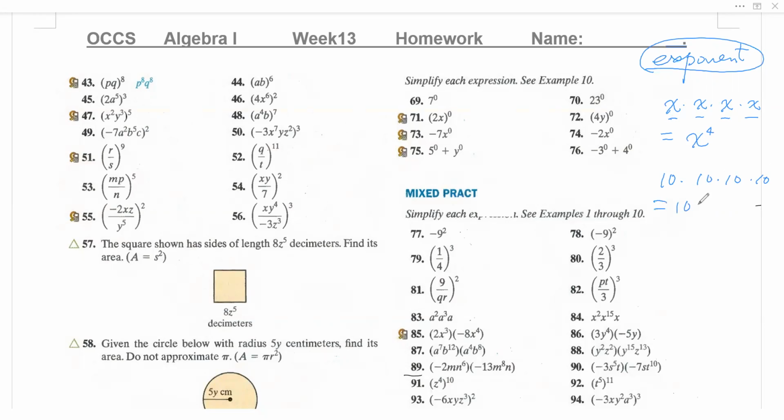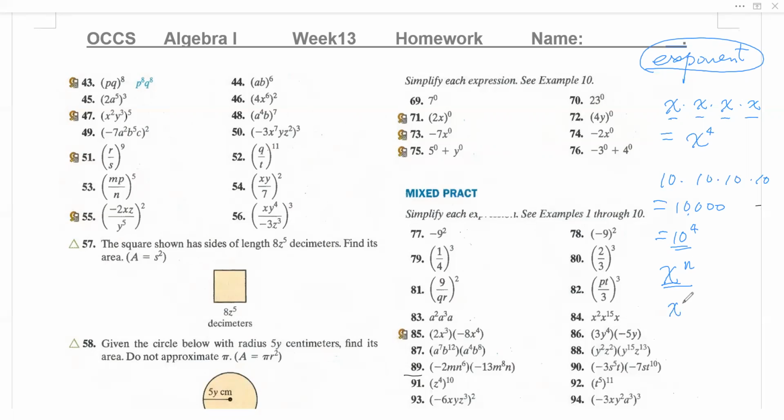This is equal to 10,000, right? We can also write it as 10 power 4, right? So if there are n copies of x multiplied together, we say x power n, right? So this is the exponent. The exponent has some calculations as well, right?